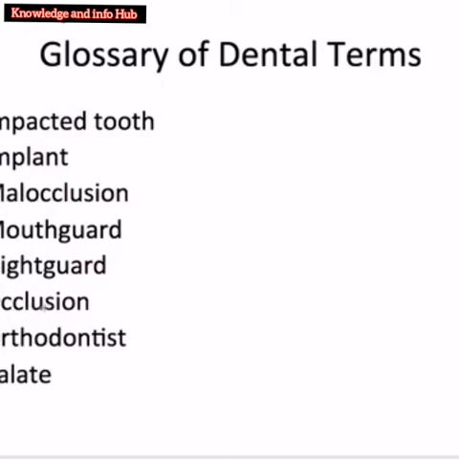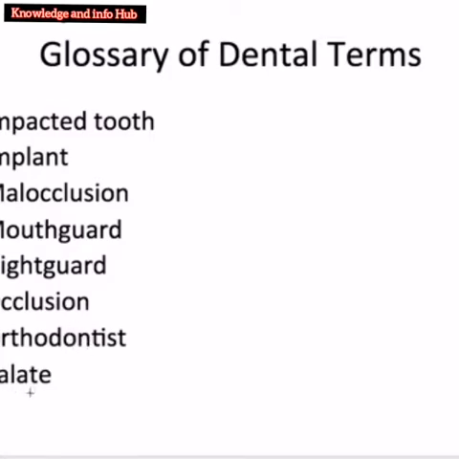Now, occlusion, like malocclusion, talks about the contact between the upper and lower teeth, but this is just in more general terms, talking about how they contact together in order to bite and chew. An orthodontist is another ADA specialty, and it's a type of dentist that works to correct the position of teeth with braces and other instruments.